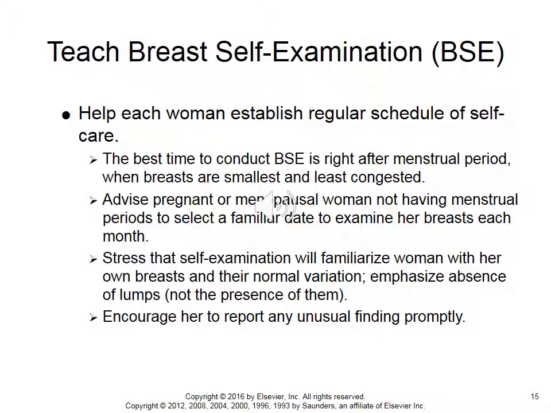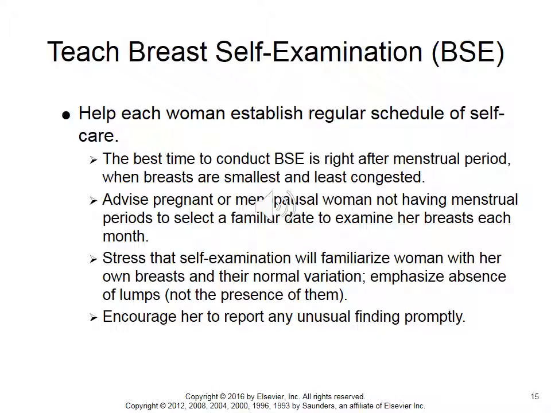Pregnant women and menopausal women should still do their monthly breast exams. It's better to tell them maybe the first week of the month or the last week of the month, just to identify a time, since they don't have a menstrual cycle to follow to do their exams. It's important to stress to women that doing a self-breast exam familiarizes them with their breast tissue and the normal variation.